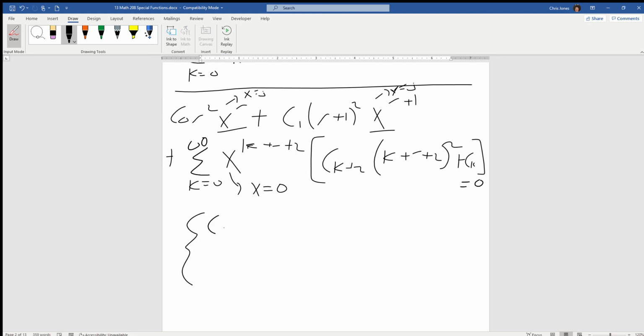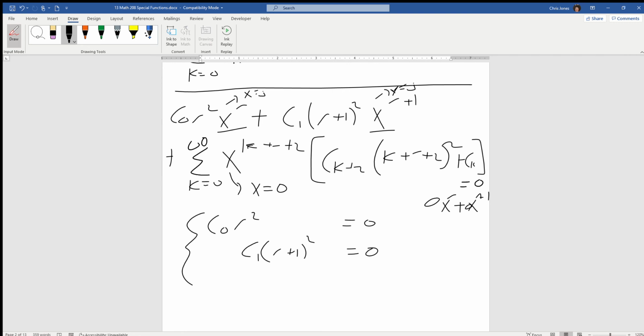We're going to have c naught r squared is equal to 0. And then we're going to have c1 (r plus 1) squared is equal to 0. All right? And remember, on the right-hand side of this equation, we could write that there are 0 x to the r plus 0 x to the r plus 1, similar to our undetermined coefficients method. So that's where all this is coming from.